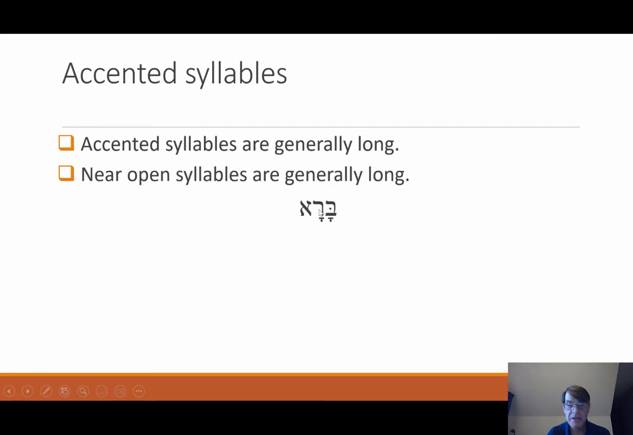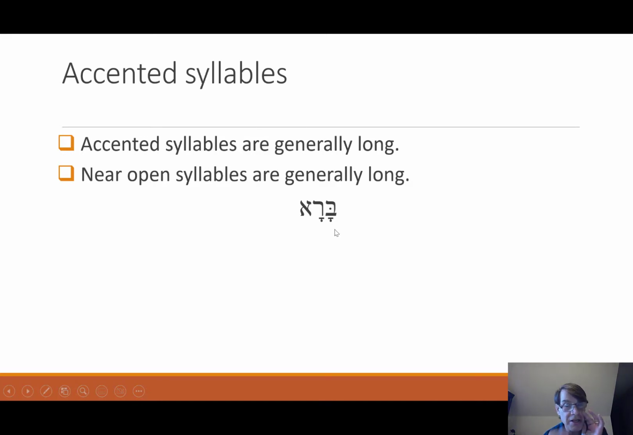This is a qamats. This is a resh. This is qamats. And then the aleph quiesces after a long vowel. It just kind of disappears as far as the pronunciation is concerned. So this is bara. The accent is on the ra. So it's an accented syllable, and so I'm not surprised to find a long A, qamats is a long A, in that final syllable. The syllable right before it is a near open syllable. It's open because it's ba, and it's also long.